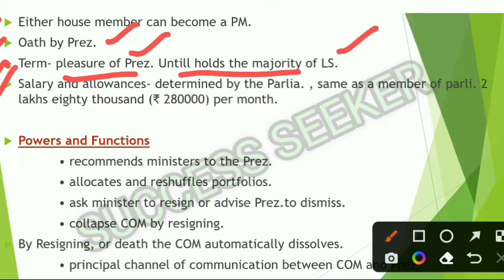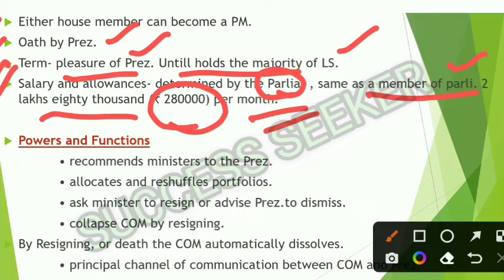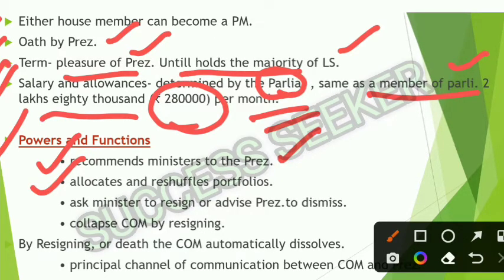So what are the salary and allowances? They are determined by Parliament, same as a member of Parliament, approximately around 2,80,000 per month, and other allowances such as security allowances are there. Next are the powers and functions. What are the powers and functions of the PM? He recommends ministers to the President. He allocates and reshuffles portfolios, that is, who will be the minister of which department, and he has the discretion to allocate that.